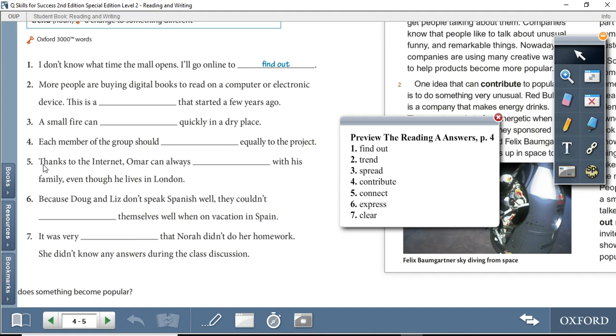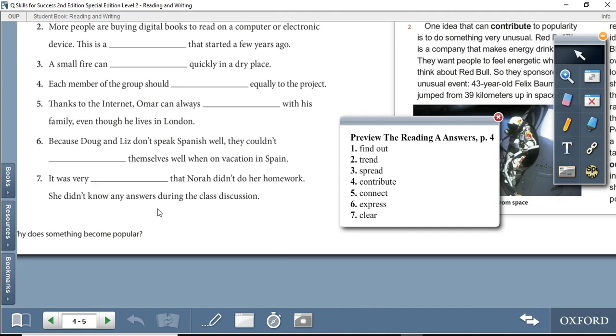5, thanks to the internet, Omar can always connect with his family even though he lives in London. 6, because Doc and Liz don't speak Spanish well, they cannot express themselves well when on vacation in Spain. 7, it was very clear that Nora didn't do her homework. She didn't know any answers during the class discussion.